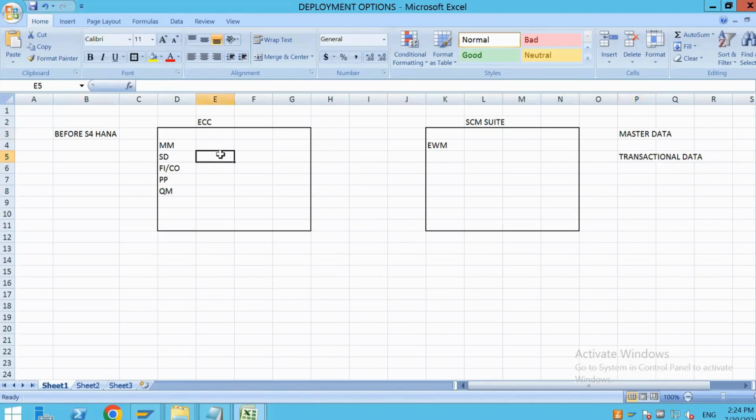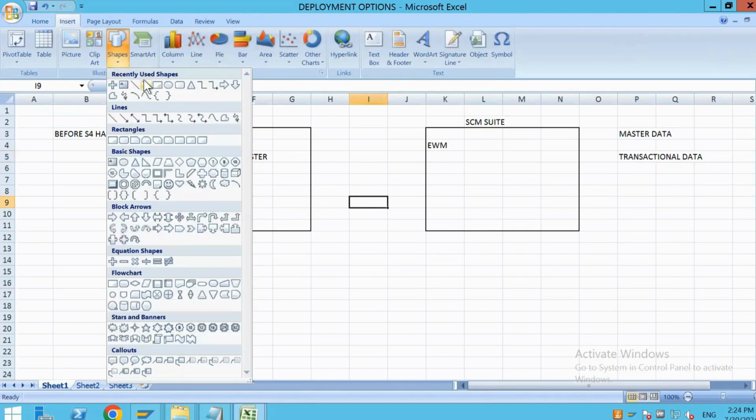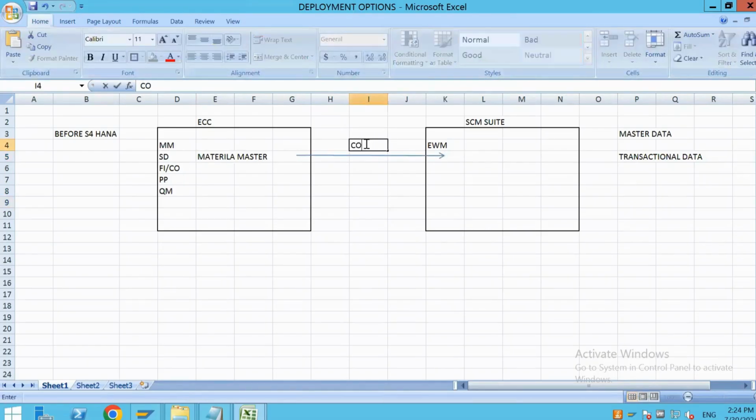Suppose we created a material master. That material master needs to be pushed to the SCM suite server. How are we going to do that? Through the core interface, we used to push the data. CFM1 and CFM2, right? So this is a core interface. We can call it the shipping CIF. There are T codes, as I said, CFM1 and CFM2.